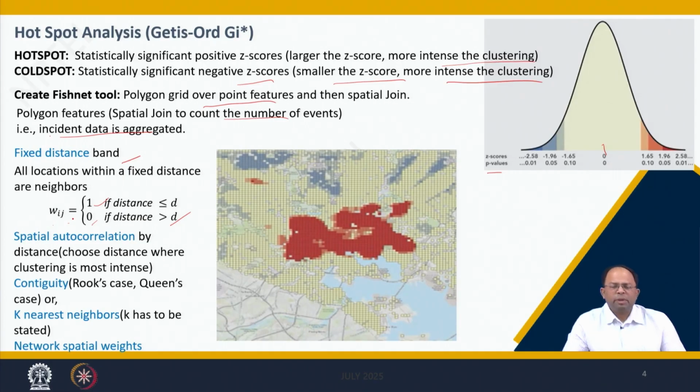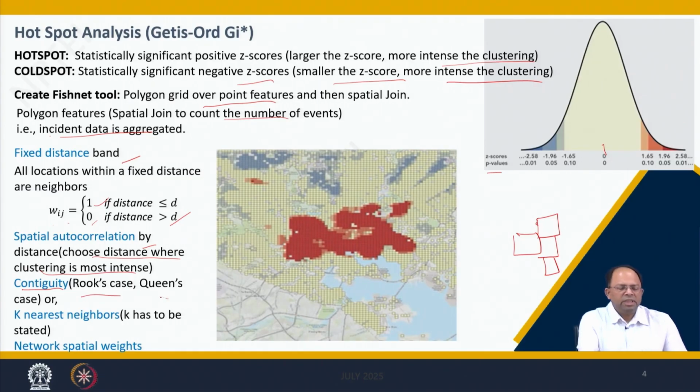Then it could be based on spatial autocorrelation, that means particularly by distance, of course. So we choose the distance where clustering is most intense. Based on the spread of the data, we can see at what level clustering is happening, and we can choose that particular distance. Or it could be based on contiguity. That means what is adjacent to each other, like when we were drawing one particular cell. Based on what is adjacent, we can also say this is a neighbor or not.